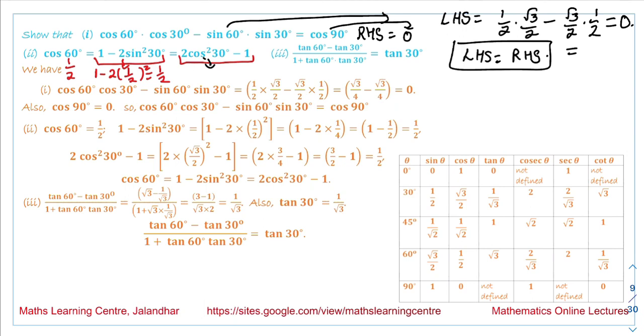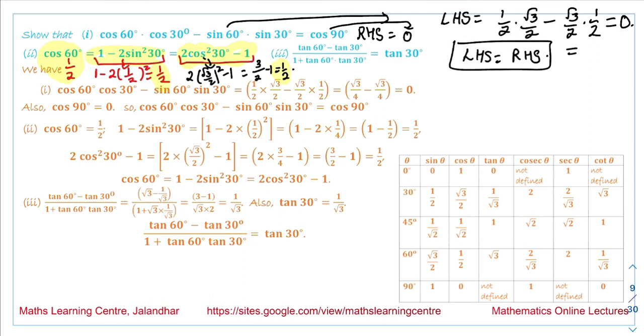Similarly, in this third case, it is 2 into cos 30 degrees, which is root 3 by 2. So it is root 3 by 2 square minus 1. On solving this, root 3 square will be 3, and this will be 3 by 4 times 2, that is 3 by 2 minus 1, so that is equal to 1 by 2. So what we see is that the value of cos 60 degree is 1 by 2, the value of this term is 1 by 2, and the value of this third term is also 1 by 2. So this equation is also proved.